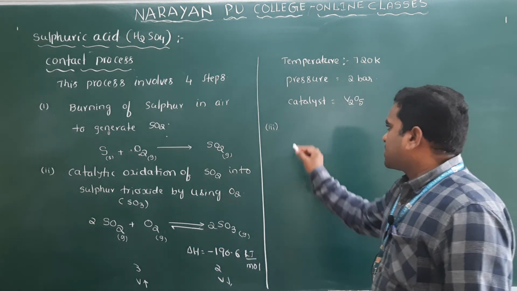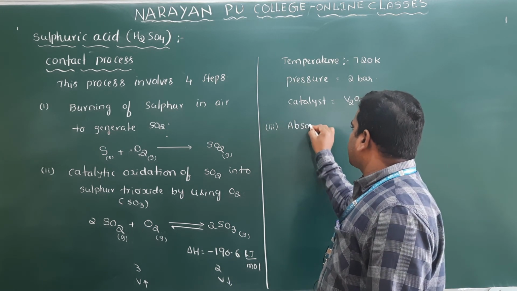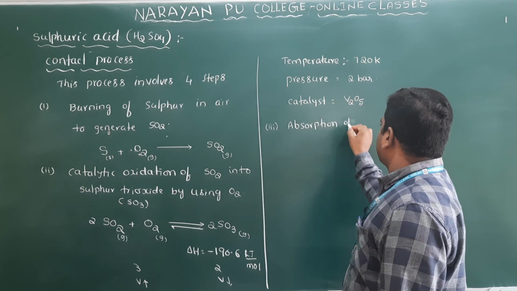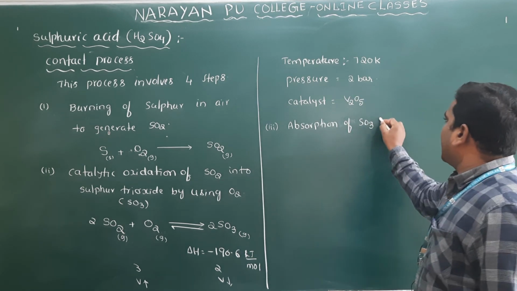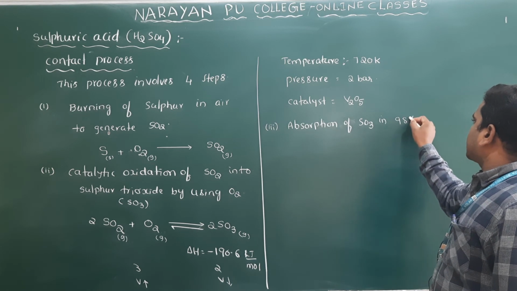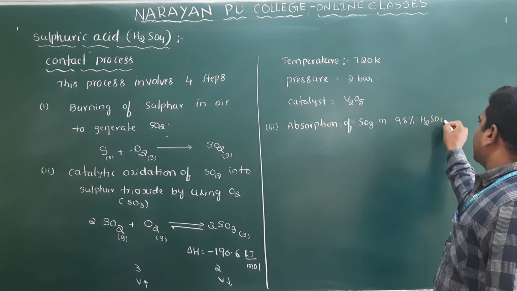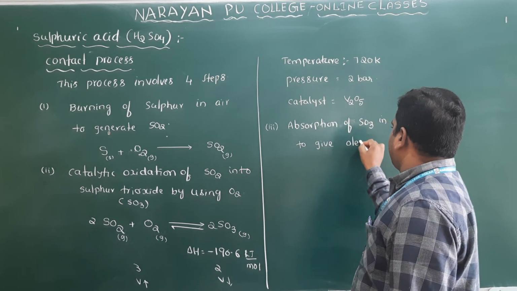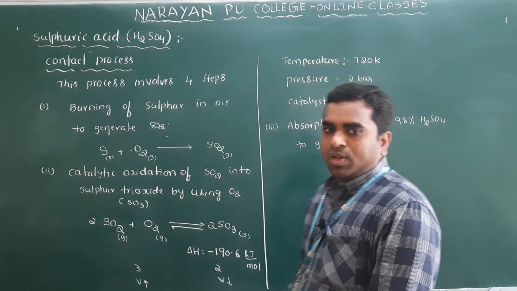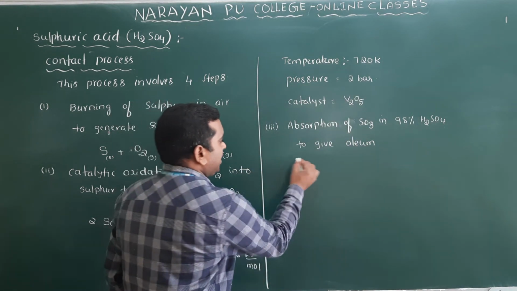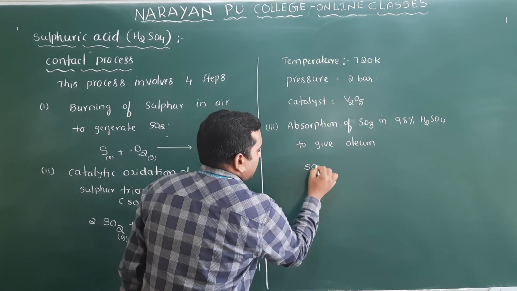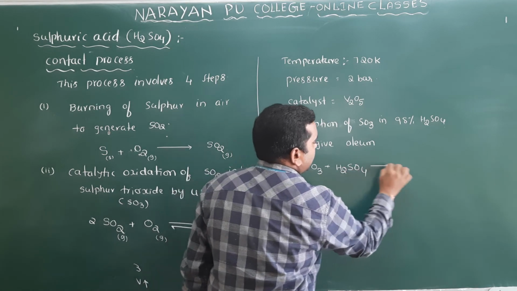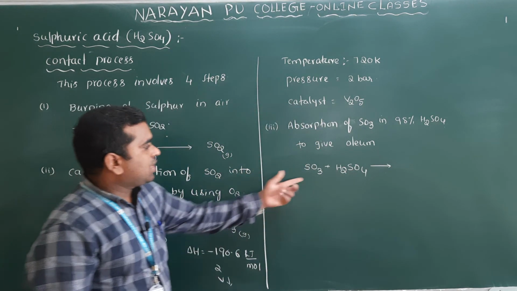Clear ma? Absorption of sulfur trioxide. Absorption of sulfur trioxide in 98% sulfuric acid to give oleum. To give what here? Oleum. This is the third step. Clear ma? So you know that here, what is the sulfuric acid? 98% sulfuric acid. Clear ma? So then what will you get here?